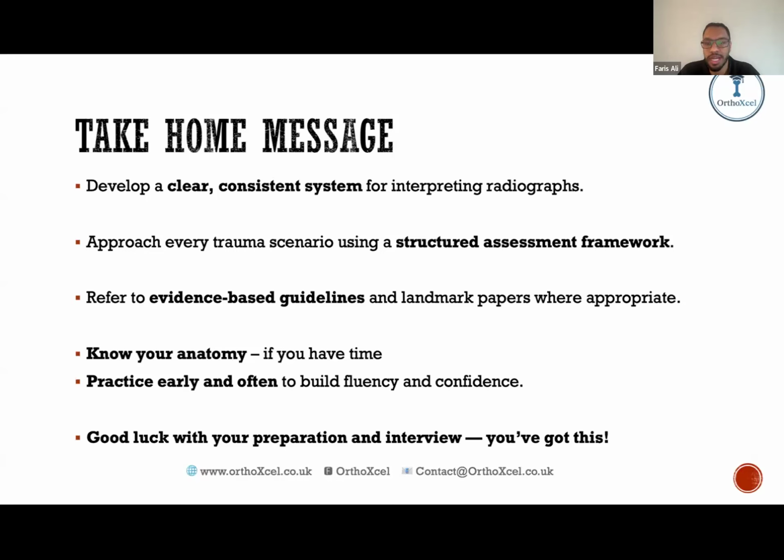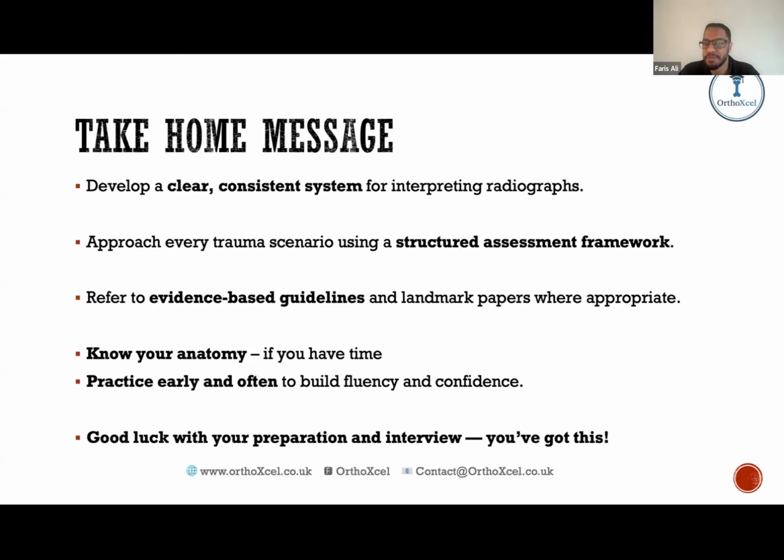And every trauma scenario has an always-structured assessment framework. The assessment framework is always the same for any scenario, so just have that prepared. Even now, there's still 4 months down the line for the interview, so always try to refine it, make it better, shorter, and sound slicker.